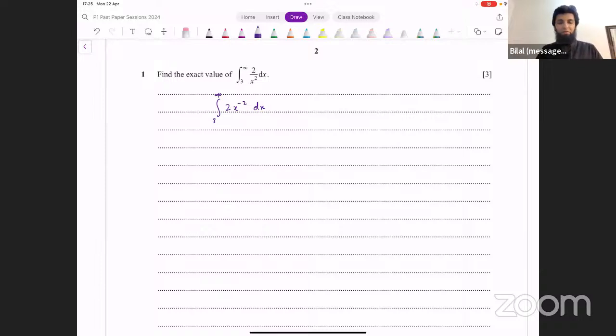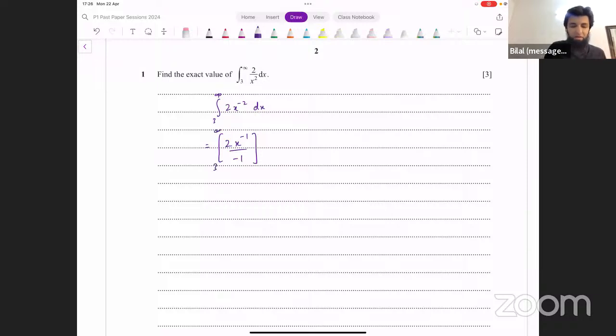Okay. Now, let's integrate it. It's a power function. How do we integrate power functions? We add 1 to the power, divide by the new power. Let's see what we get from that. 2 remains as it is. We add 1 to the power, it becomes minus 1, minus 2 plus 1, that becomes minus 1, divided by the new power. And then you have to input the limits. Okay, what are the limits? Limits are from 3 to infinity.